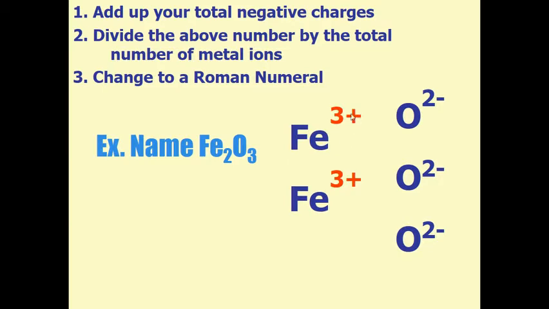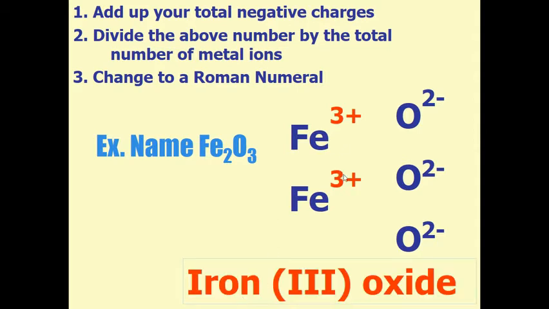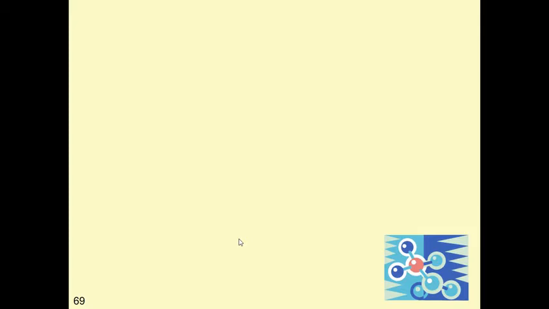Let's double check our work. 3 plus 3 gives you 6. 2 plus 2 plus 2 gives you 6. The charges are balanced. Therefore, this is an iron 3 oxide. Okay. Now, pause the video and see if you can name this one.